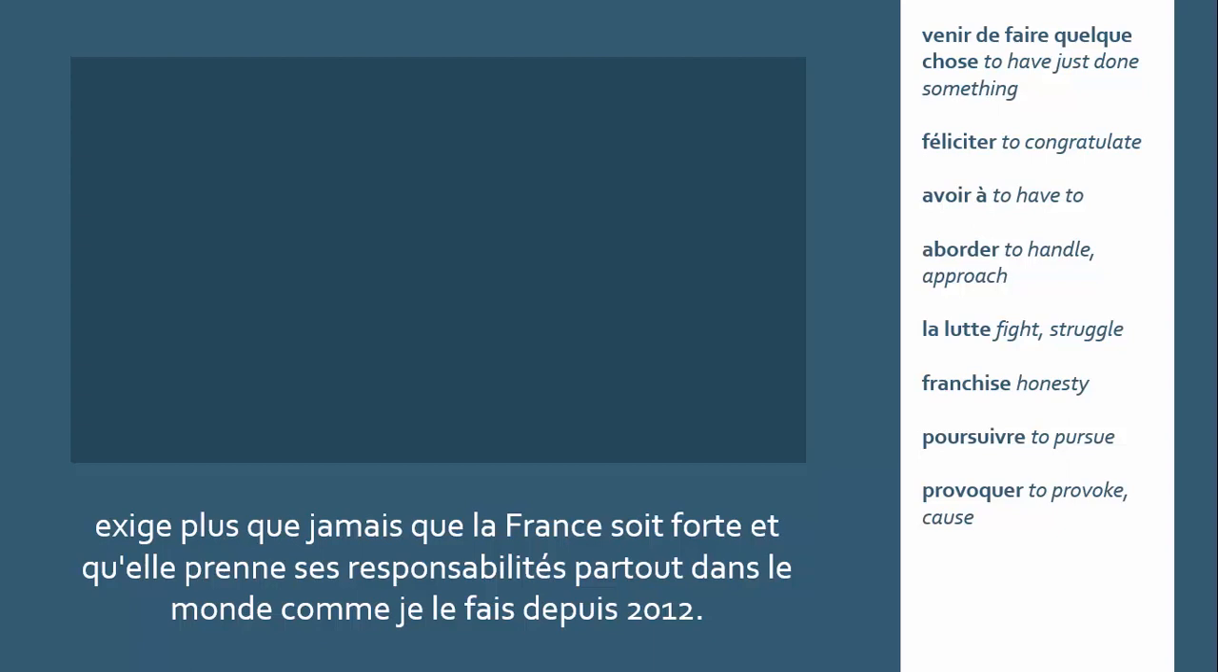Okay, so we have some nice subjunctives in here. Exiger is to demand or to require. Plus que jamais, more than ever, que la France soit forte, that France be strong, et qu'elle prenne ses responsabilités, and that it take on its responsibilities partout dans le monde, throughout the world, everywhere in the world, comme je le fais depuis 2012, as I have been doing since 2012. So here is a classic case of French using the present tense and English using a past, right? I have been doing since 2012. French says, if you're still doing it, use the present tense. Je le fais depuis 2012.